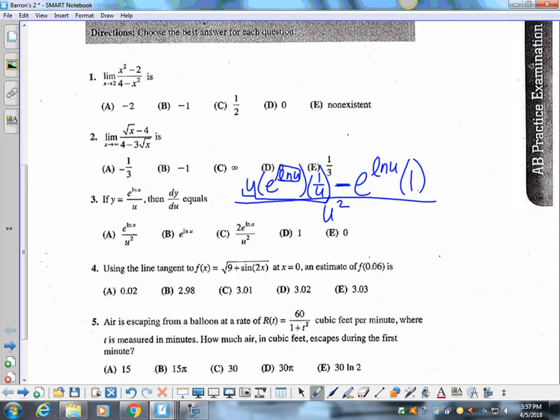And now I just have to clean this up. Well, the u times the 1 over u cancels and gives me a 1. So now I have e to the ln of u minus e to the ln of u over u squared. Well, these two things subtract on top and give me 0. They don't cancel and give me a 1. They subtract and give me 0. And 0 on top of anything is 0.